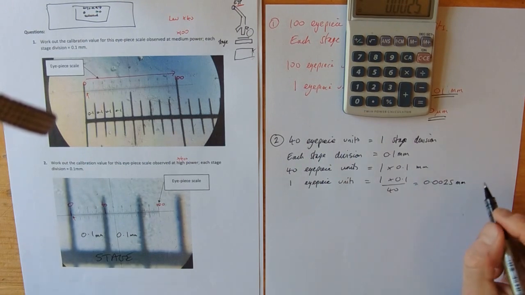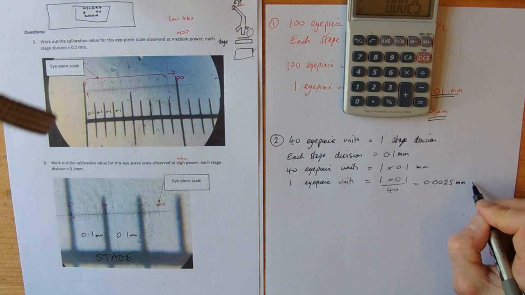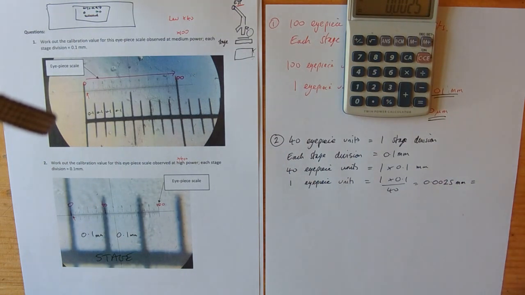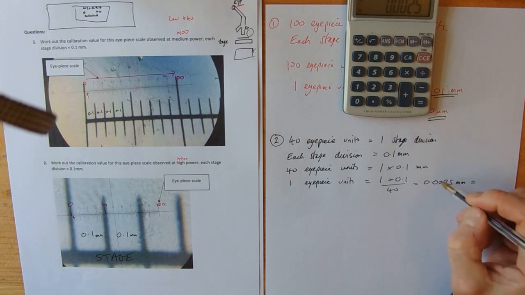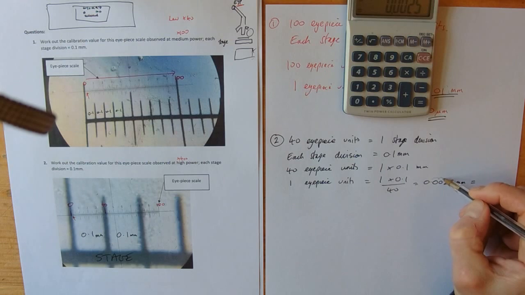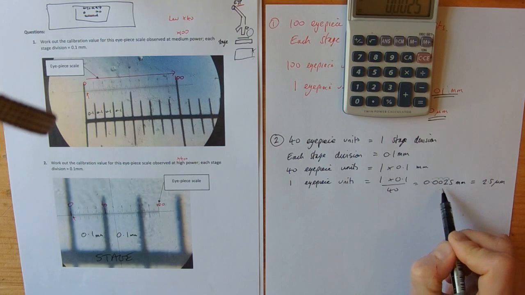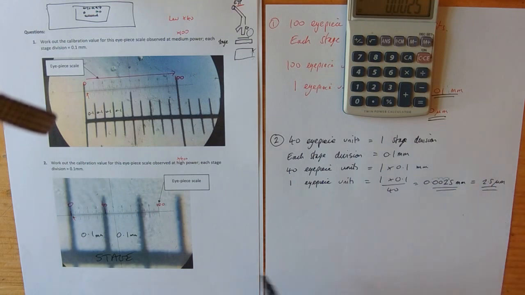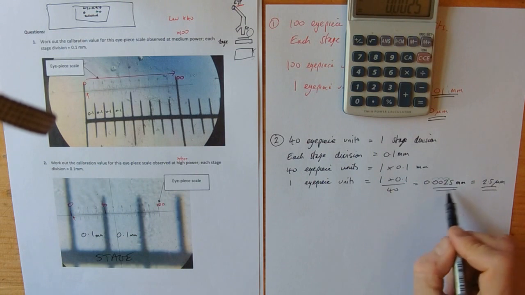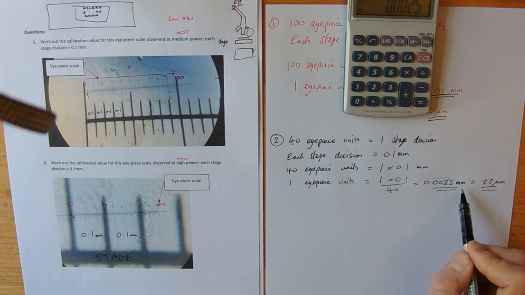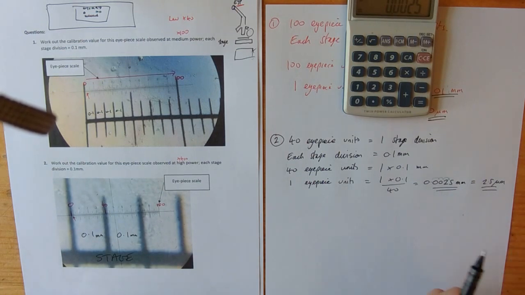And we could put that into another, more sensible unit. We could put that into micrometers. So convert that and need to times it by 1,000, or I can just do that by moving my decimal place 3 points over. And so that's going to be 2.5 micrometers there. So at our high power, our calibration value for one eyepiece unit is 0.0025 millimeters or 2.5 micrometers.